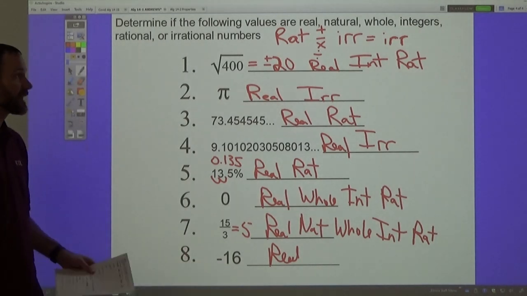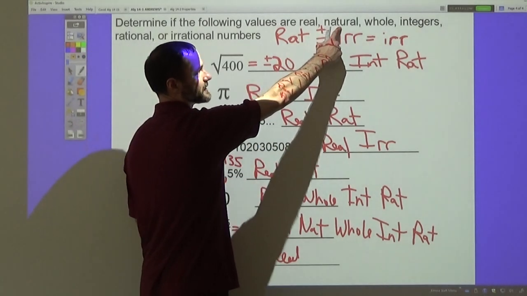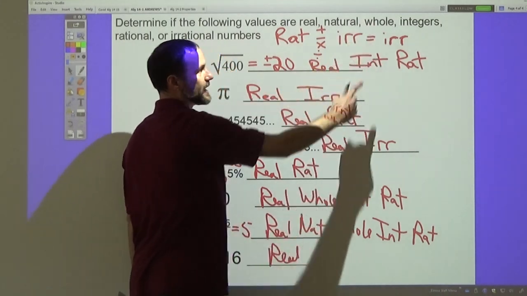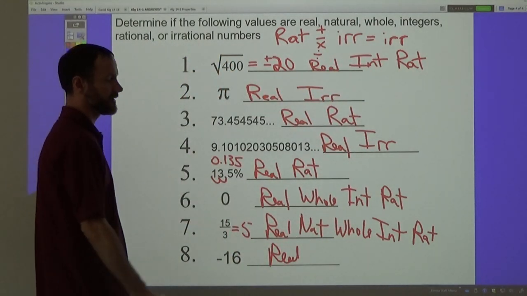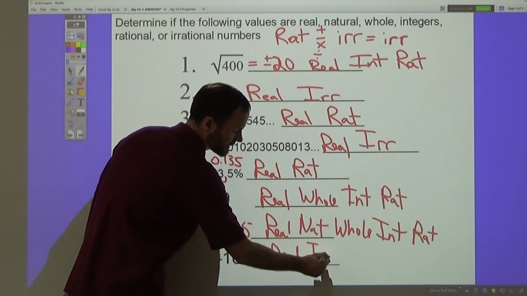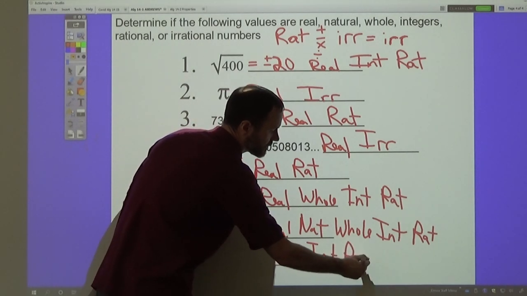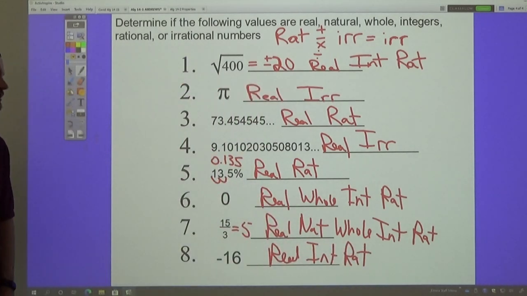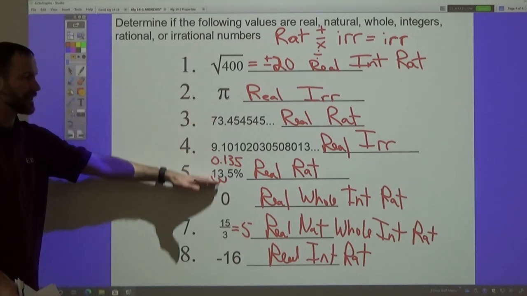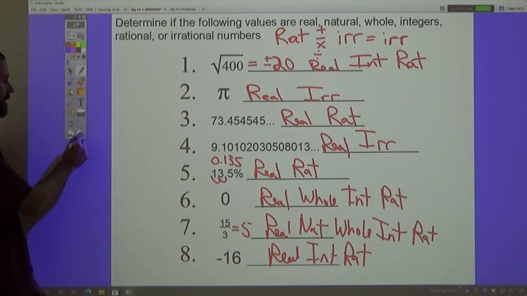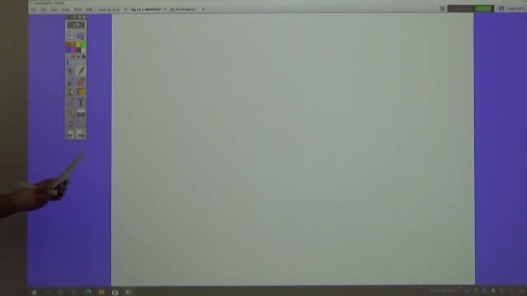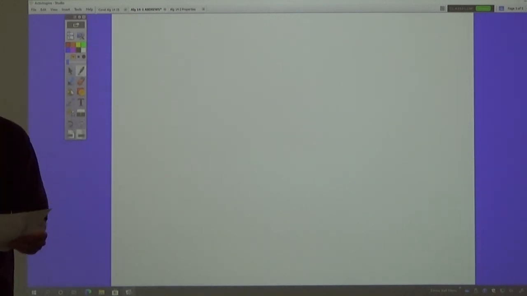Negative 16. Negative 16, that's real. Is it natural? No, because it's negative. Is it whole? No, because it's negative. Is it an integer? Yes, it is. Is it rational? Yes, it is. Is it irrational? No, it's not. So again, they will have more than one answer. So that was 14.1.